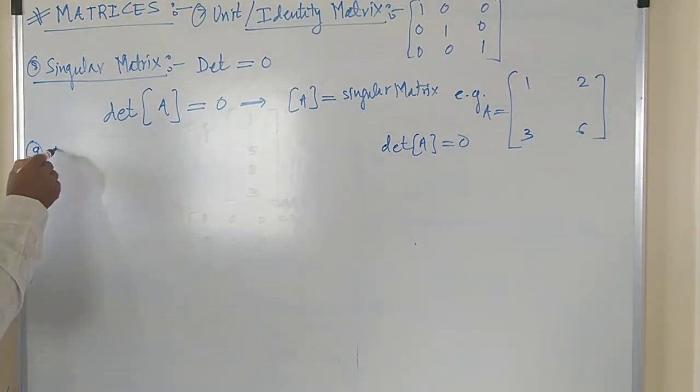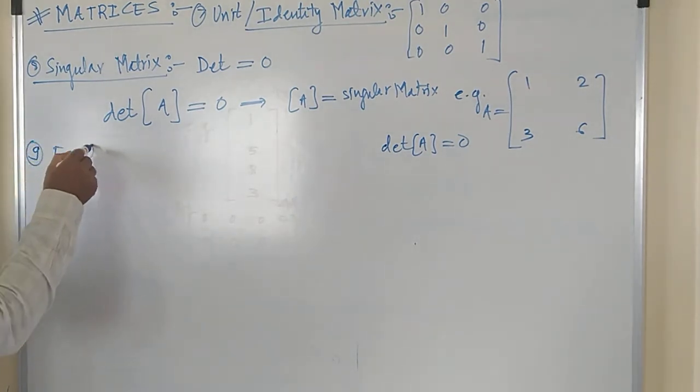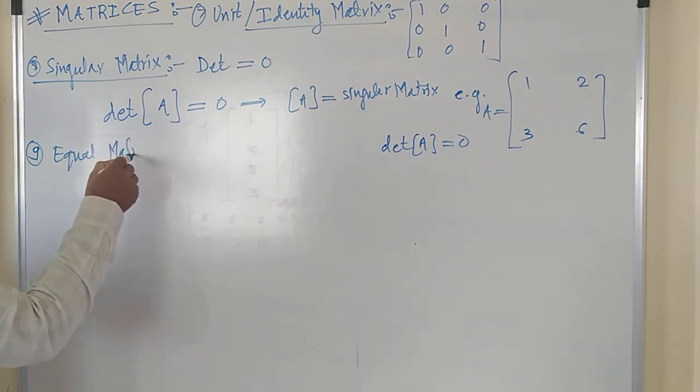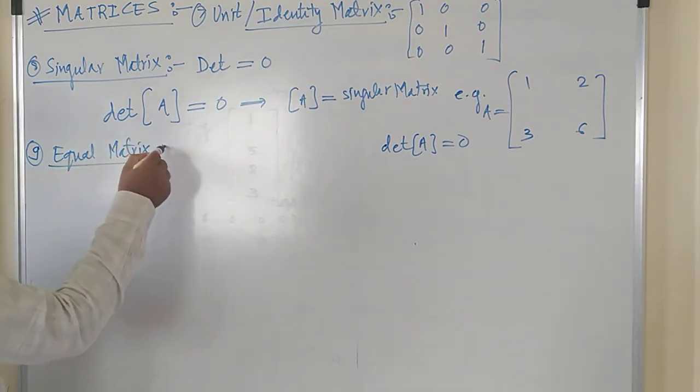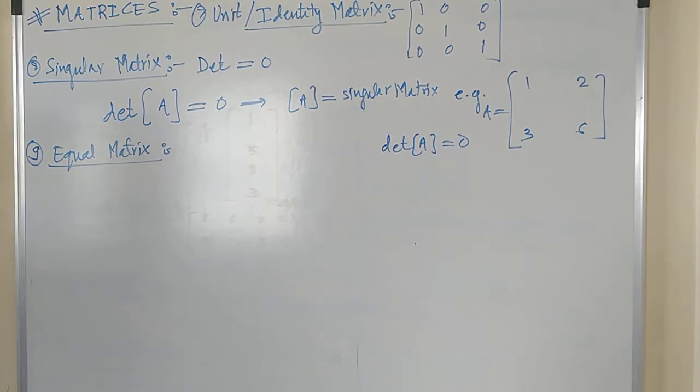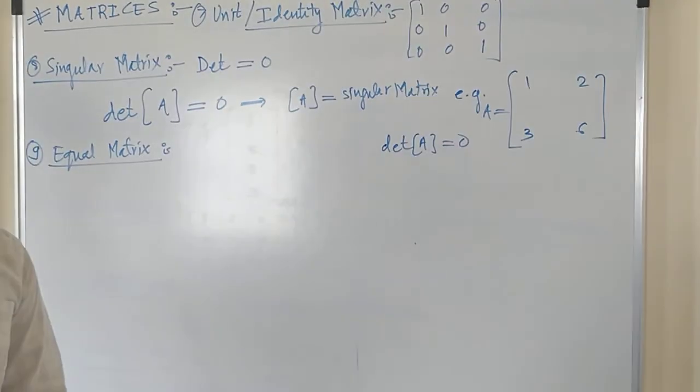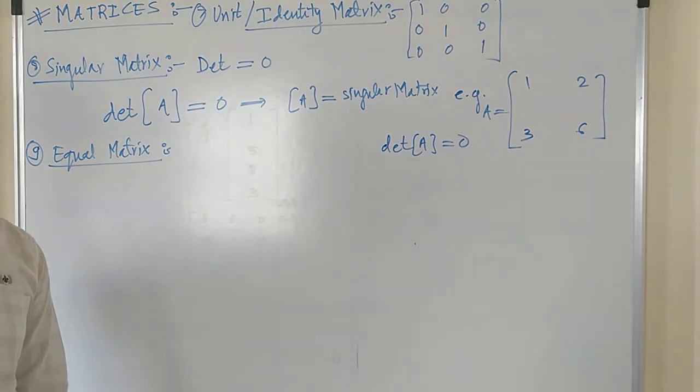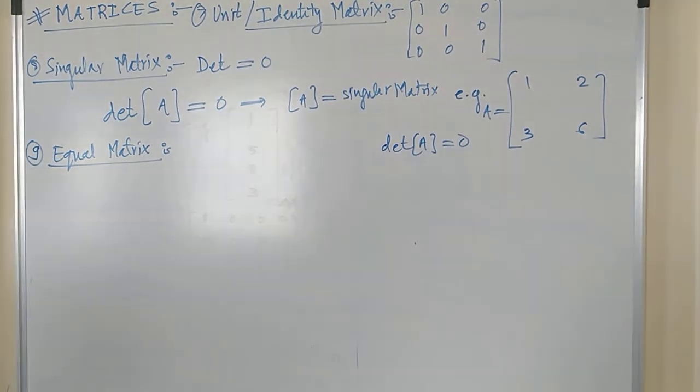Next type is the equal matrix. What do you mean by an equal matrix? It's quite simple. An equal matrix is a matrix whose rows and columns are equal. Along with that, all its elements are the same. That is called an equal matrix. So there is not much more to explain about equal matrices, which is very simple. Next one is the lower triangular matrix and upper triangular matrix. What is called a lower and upper triangular matrix?